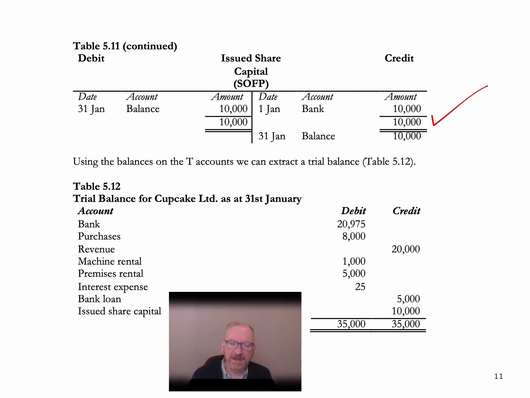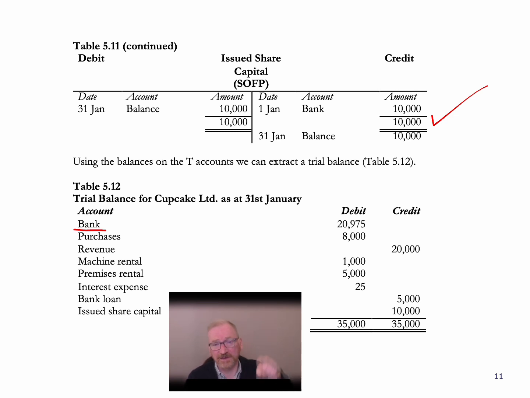Okay. Now, what do we do after that? Well, we balance the bank account. And you should go back to the T account and see how that T account is balanced. Okay? What do we do? What is the procedure for balancing a T account?